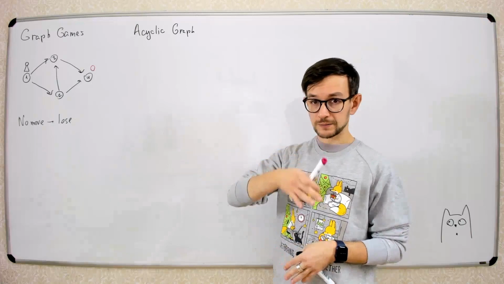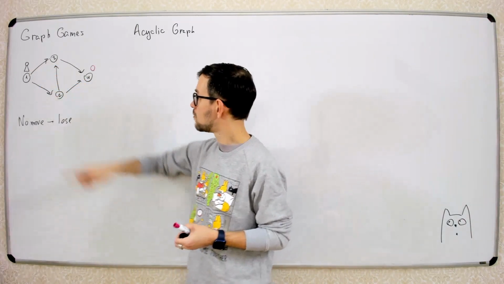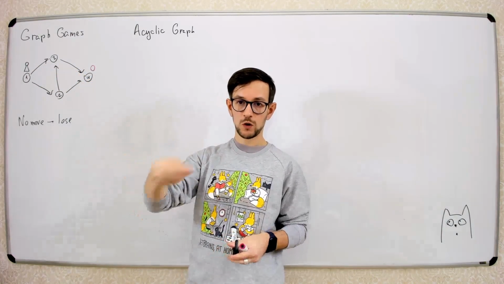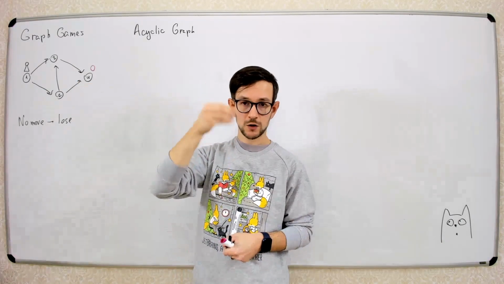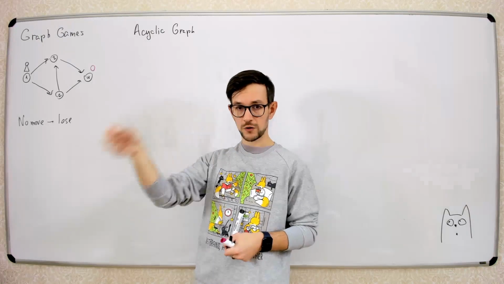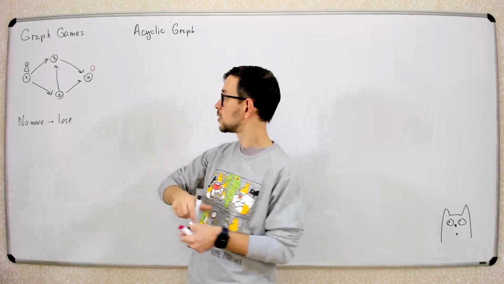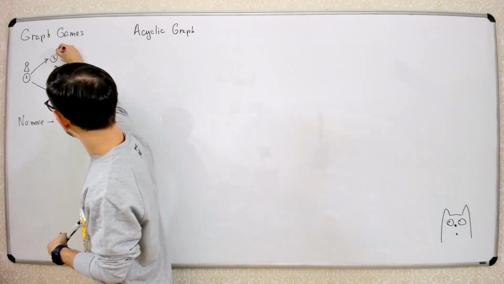Now let's move back to node 3. For node 3, you can move to node 4. And if you move to node 4, then your opponent will lose the game because node 4 is a losing position. So if you start in node 3, it is a winning game because you move to the losing node, and your opponent will lose.